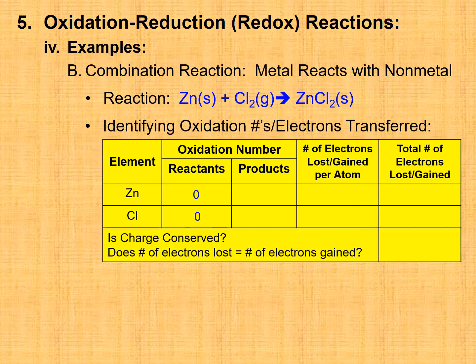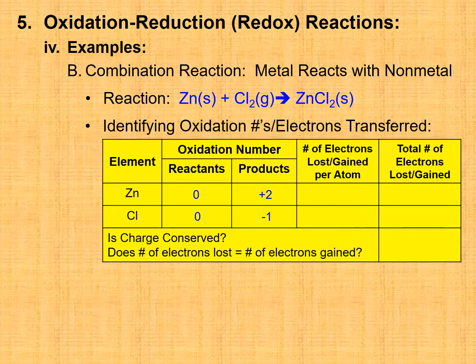When we look at the products where the ionic compound zinc chloride has been formed, we note that the chlorine atom, like all halogens, has a charge of -1, while the zinc atom must have a charge of +2 in order for the compound to be electrically neutral. Once we've determined the oxidation state of each element in both reactants and products, we're now in a position to see which element gets oxidized, that is, loses electrons, and to see which element gets reduced, that is, gains electrons.